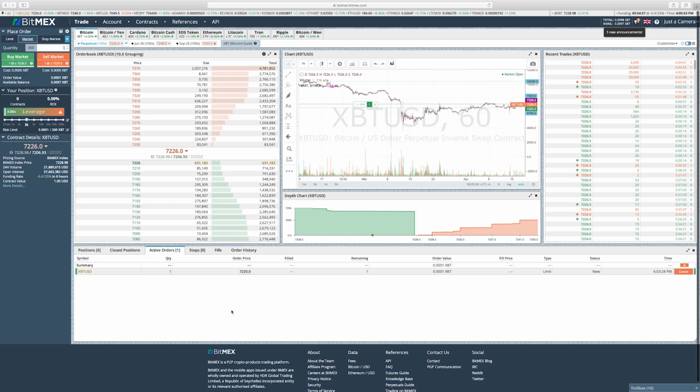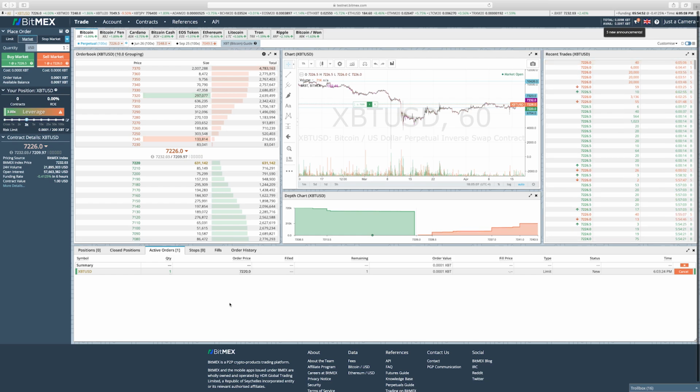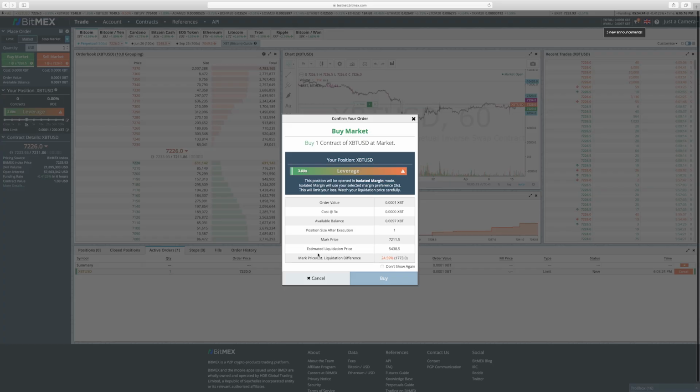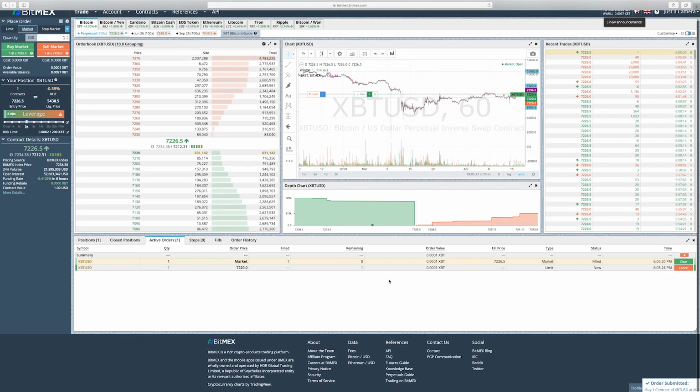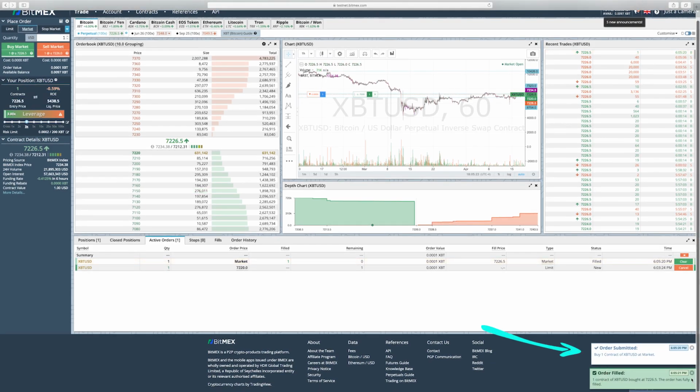We're not providing it, so we would be charged a taker fee, which is more. Also, we're not guaranteed an execution price. So let's just say we want to buy one contract at market. Press buy. We have our summary tab. We can see that everything matches up and we're in. And now that's order filled immediately.